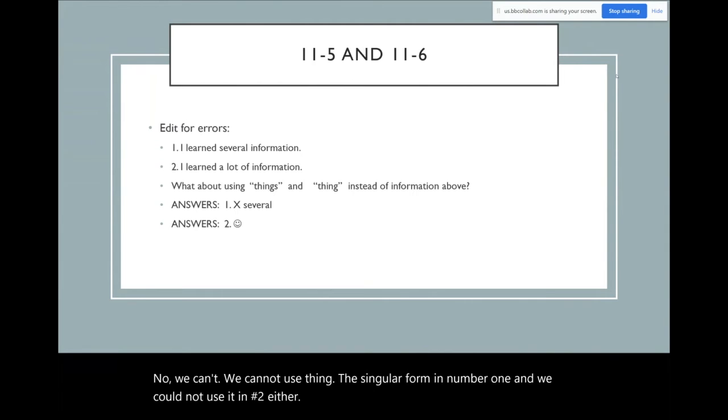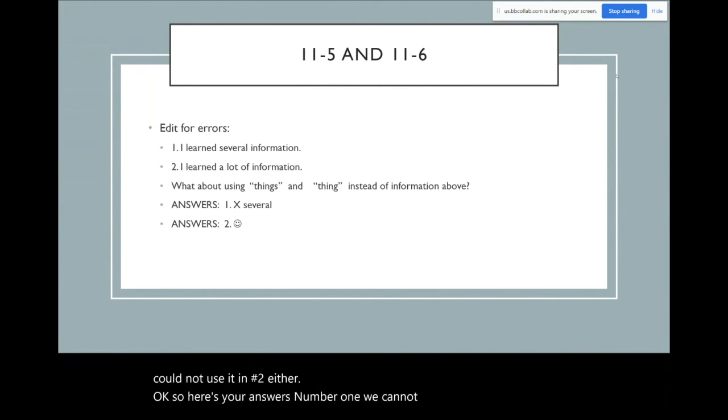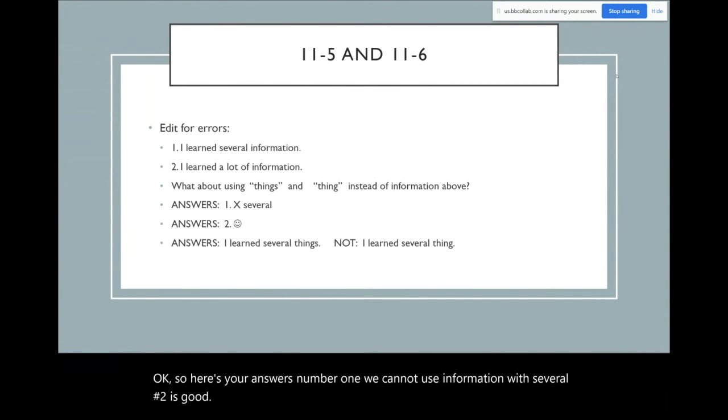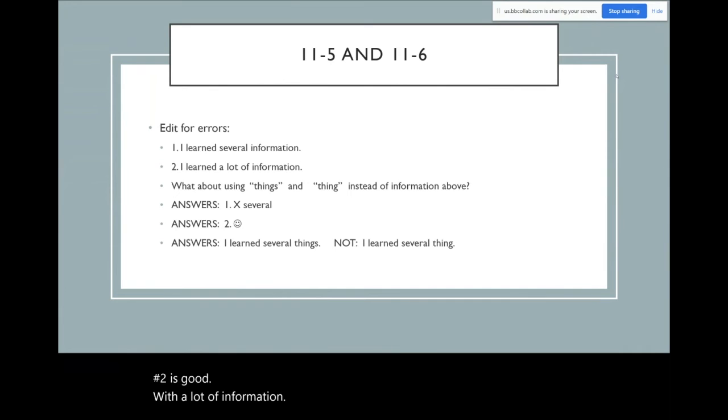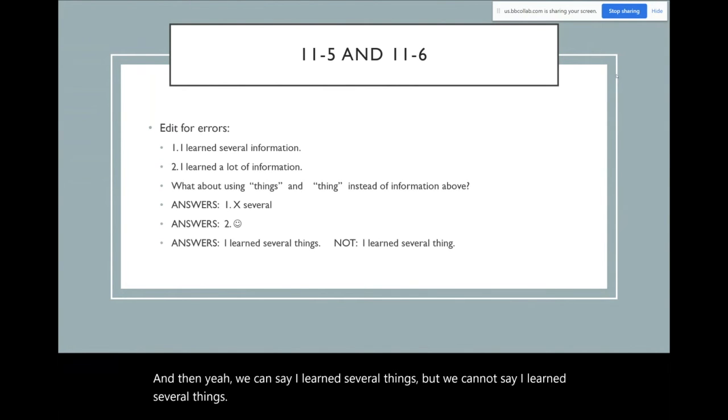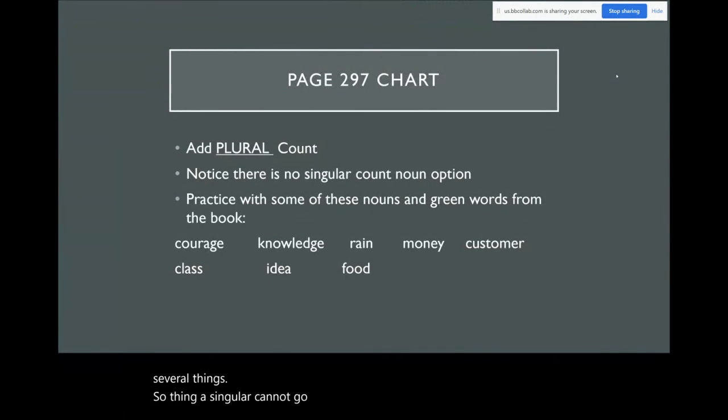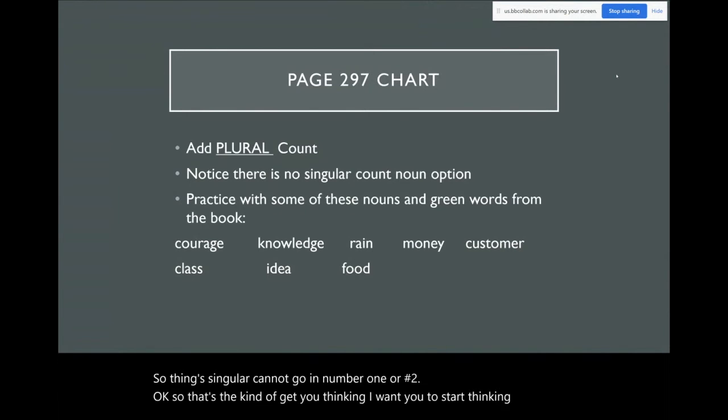Okay, so here's your answers. Number one, we do not use information with several. Number two is good with a lot of information. And then we can say I learned several things, but we cannot say I learned several thing. So thing, the singular, cannot go in number one or number two. Okay, so that's to kind of get you thinking. I want you to start thinking about what this means.